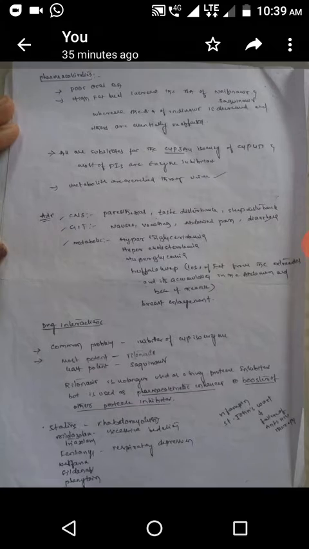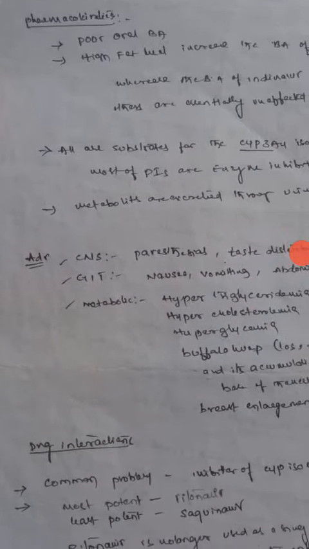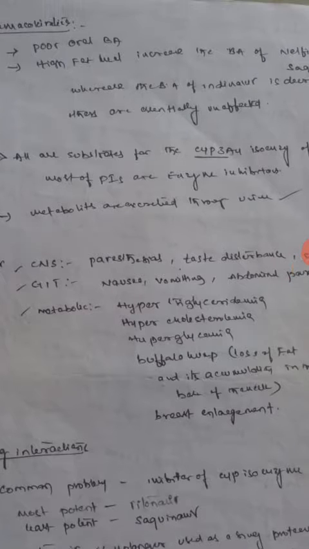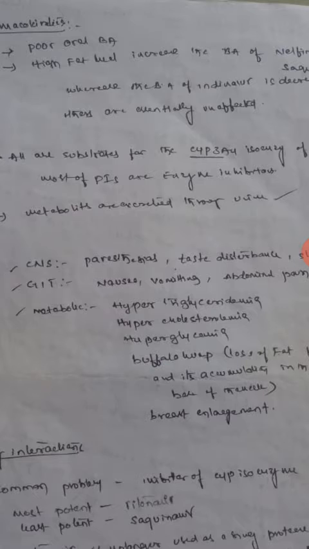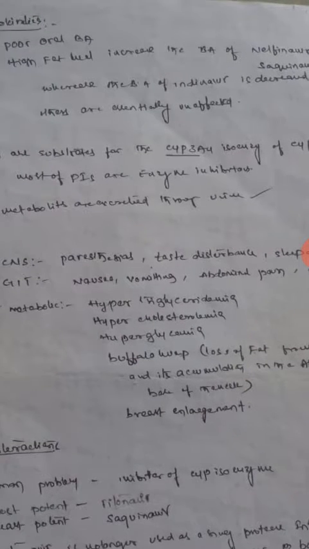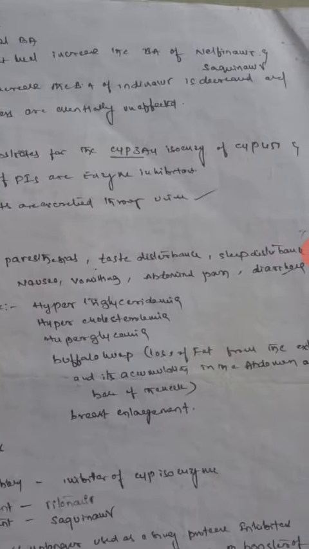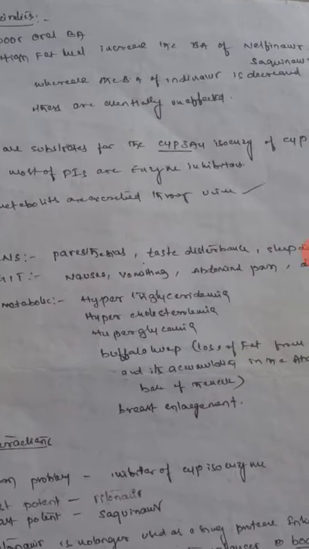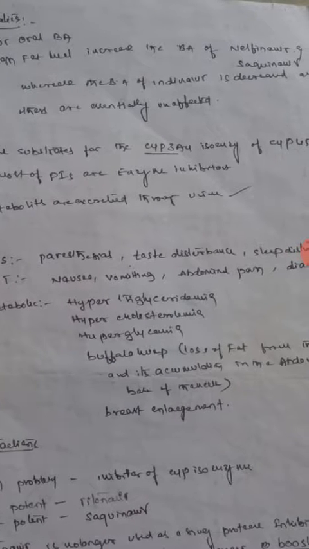These are some pharmacokinetic characteristics. Protease inhibitors have poor oral bioavailability. The bioavailability is increased by taking them with a high fat meal, whereas the bioavailability of indinavir is decreased, and others are essentially unaffected.